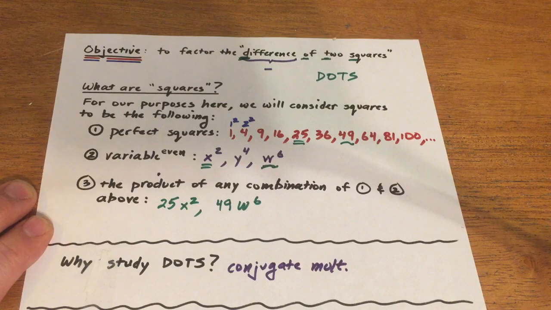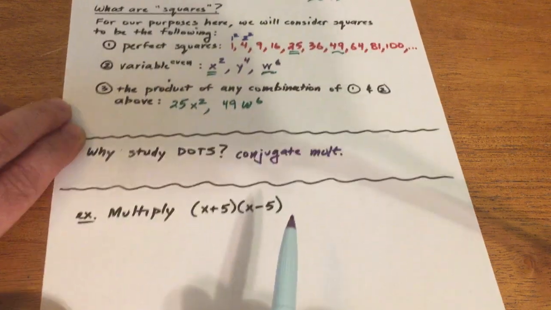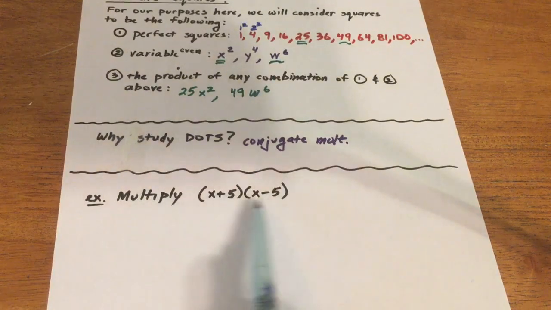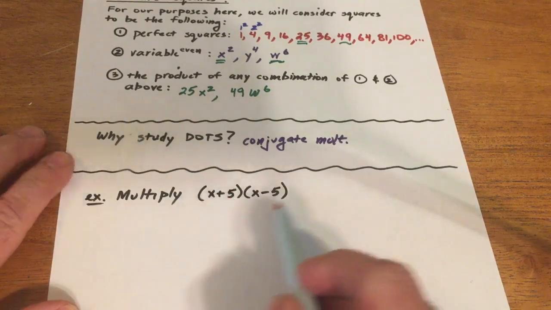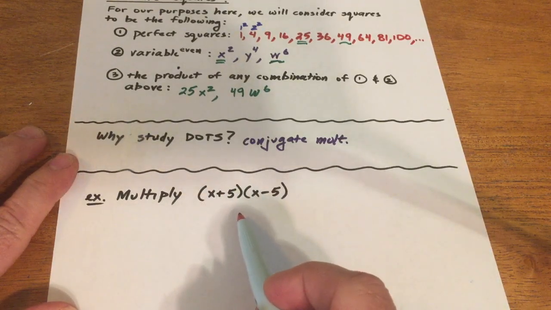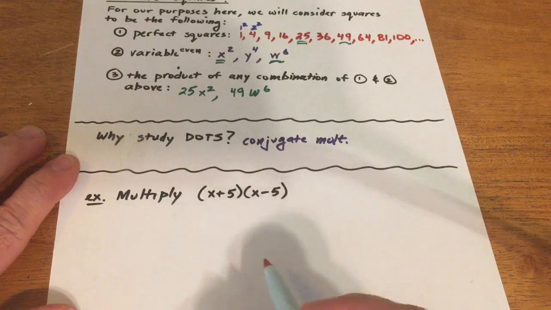So let's take a look at an example of the main pattern. What I want you to do is take a moment and multiply this out. So pause it, give that a try. Hopefully when you multiplied this out, and it doesn't matter how you multiply it, I know there are many ways to do it. You could use the box method. You could use the FOIL method. They're all the same thing, the distributive property.